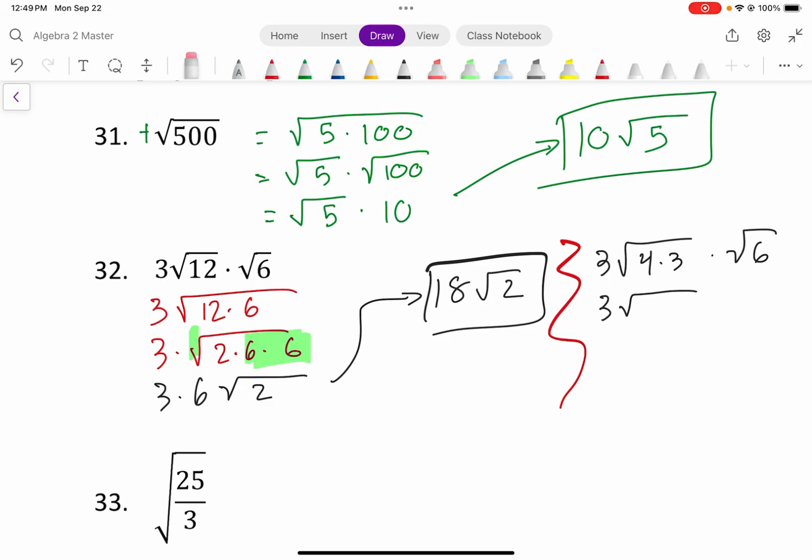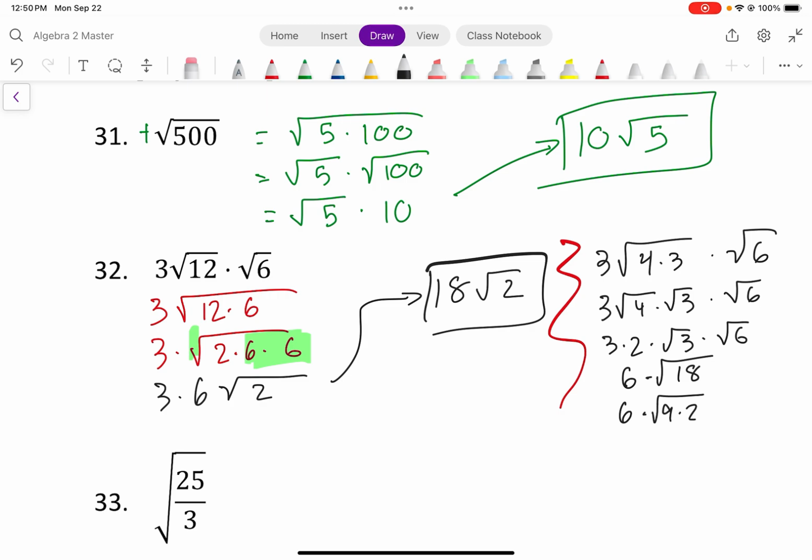The square root of 4 is 2, which is kind of nice. So I would have had 3 times 2 times square root of 3 times square root of 6, which gives me 6 times the square root of 18. But then I need to remember that this is 9 times 2, and it just becomes a much longer process to get to the exact same thing.